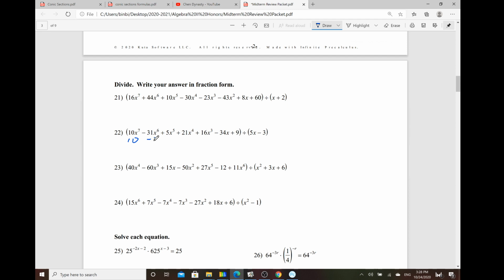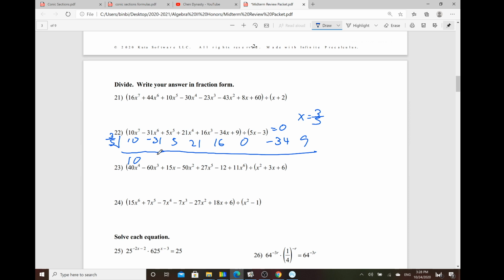So 10, negative 31, 5, 21, 16. And it looks like the quadratic, x squared is missing. So 0, negative 34, 9. And the one that we have to divide here, so you said that divisor equals 0. So we do have x equals 3/5. Okay. So now you want to find out the remainder.